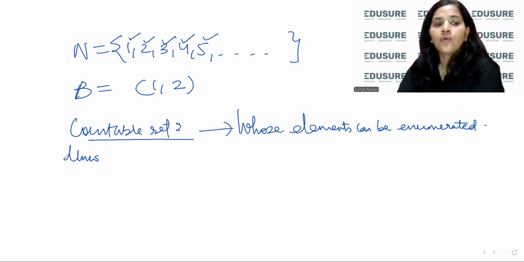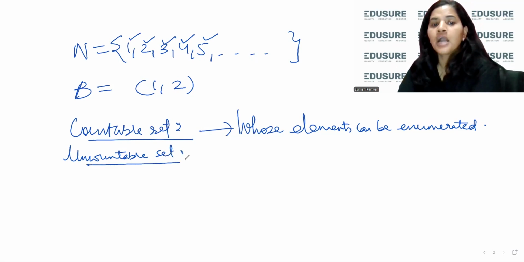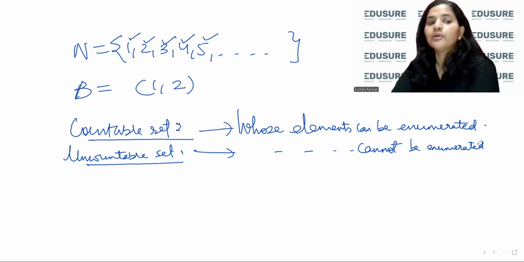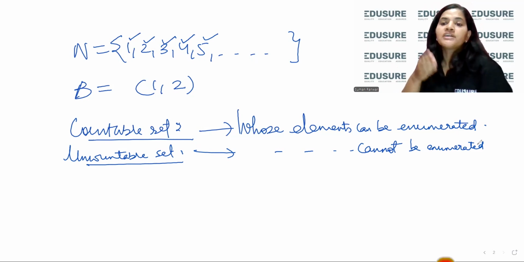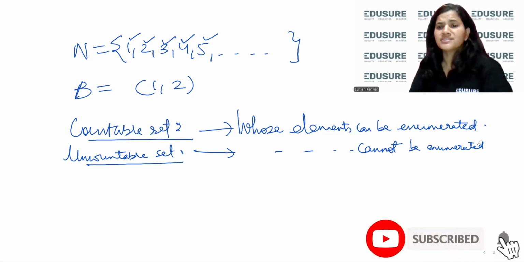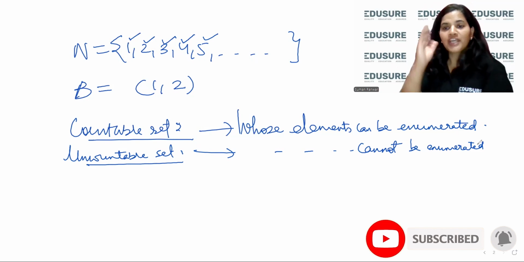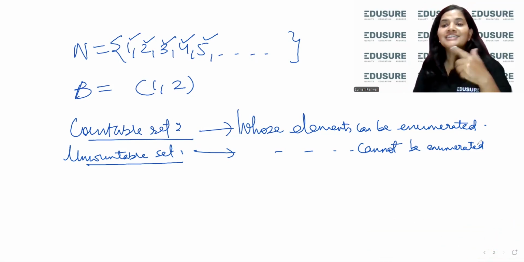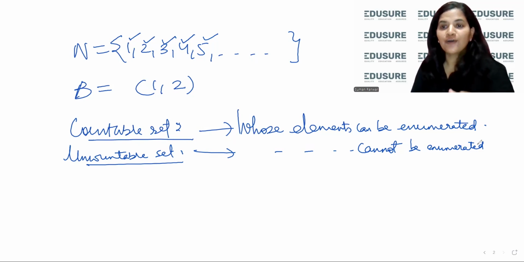And what is an uncountable set? The uncountable set is one whose elements cannot be enumerated. I will never be able to tell which number comes after 1 because there are so many of them. Whatever I pick, somebody else will give me a smaller number than that. So that is the difference between countable and uncountable set.